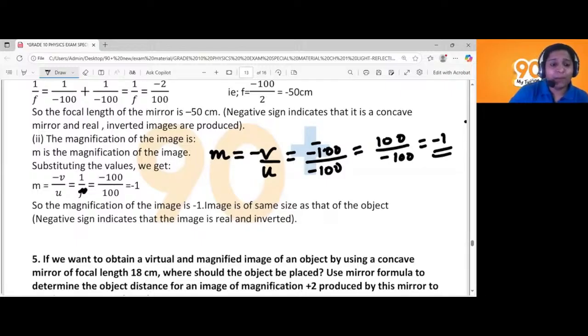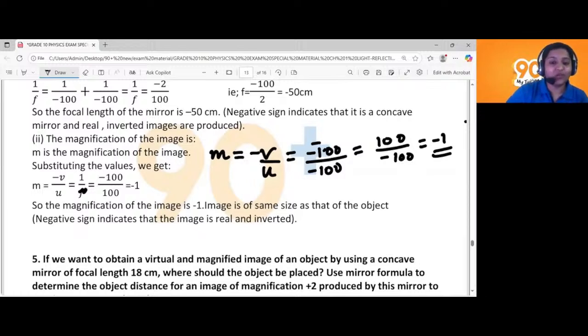Otherwise, you can keep the minus in the formula. Minus 100 by minus 100, the 2 minuses can also be cancelled out. Anyways, the last answer will be negative 1. When you keep an object at C, the magnification will be negative 1.